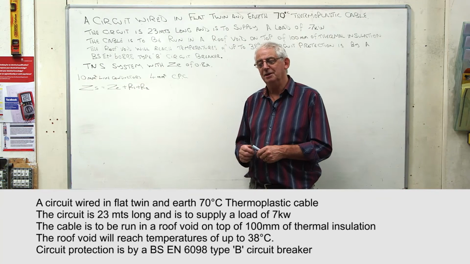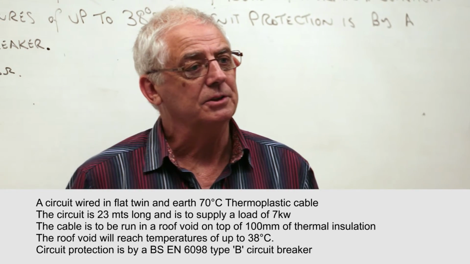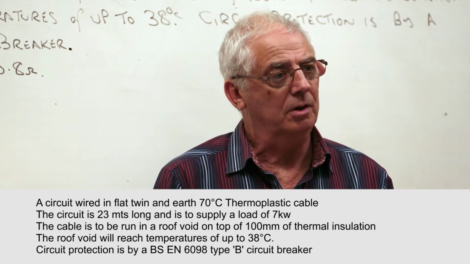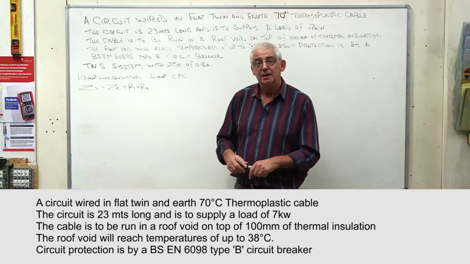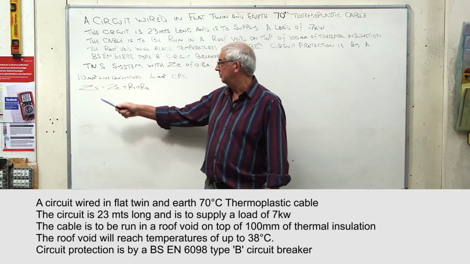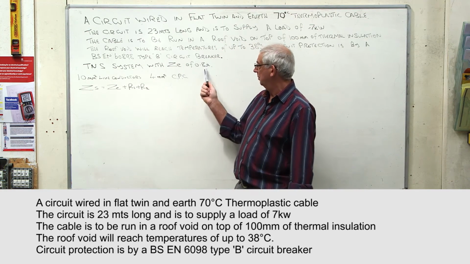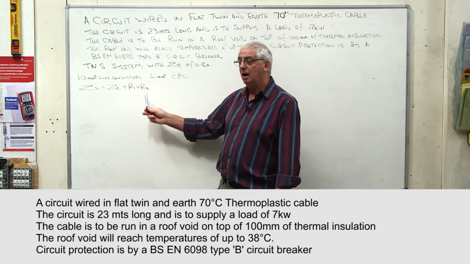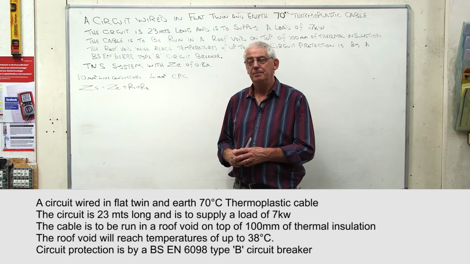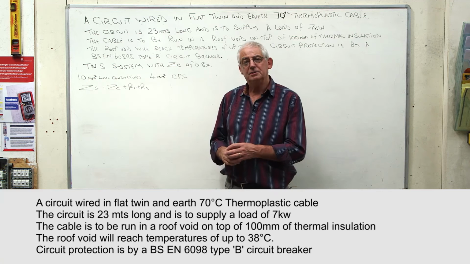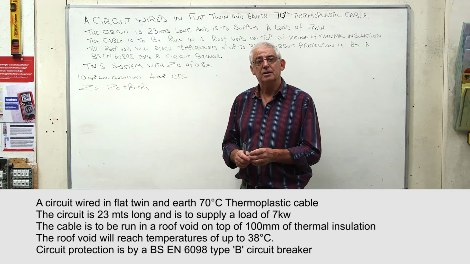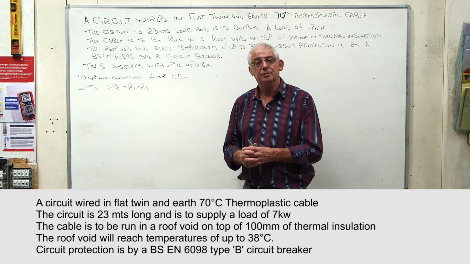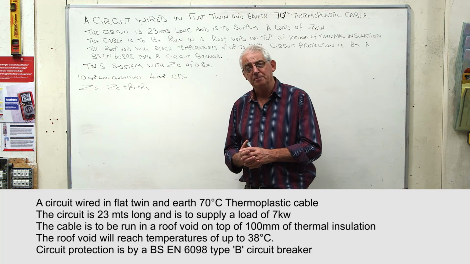So we'll use that value. We need to do a calculation to find the maximum earth loop impedance of our circuit, which we call ZS. And we know that ZS is equal to ZE, which is 0.8, plus R1 and R2 of the cable. Now R1 is the term we give to the resistance for our line conductor, and R2 is the term we give for the resistance of our CPC.